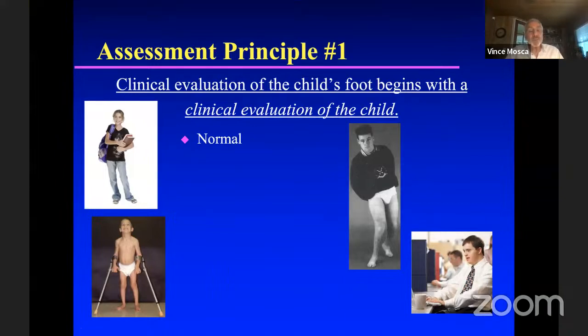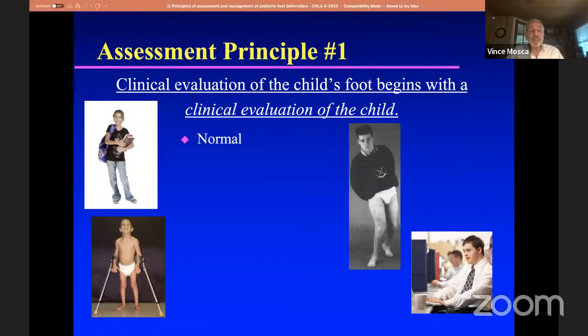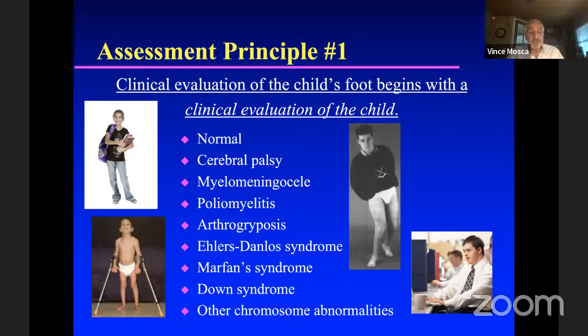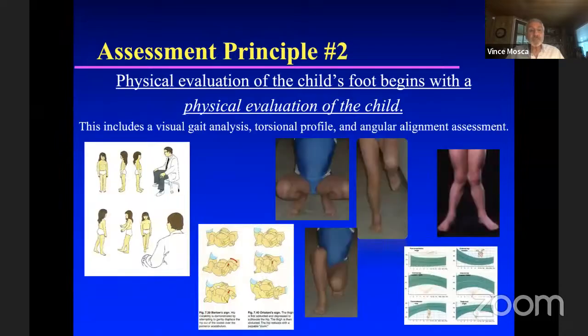So I'll just briefly go back saying how the named foot deformity is going to be based on what the child has: normal, spastic, flaccid, stiff, loose, chromosome abnormalities. We need to understand the child before we understand the foot. And the gait lab is your eyeballs.